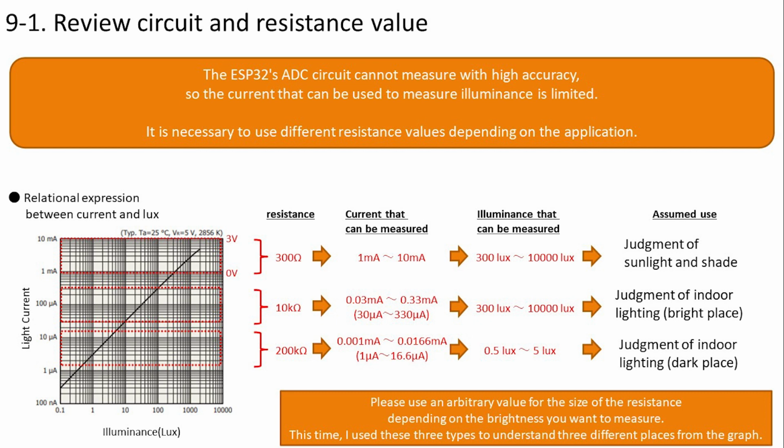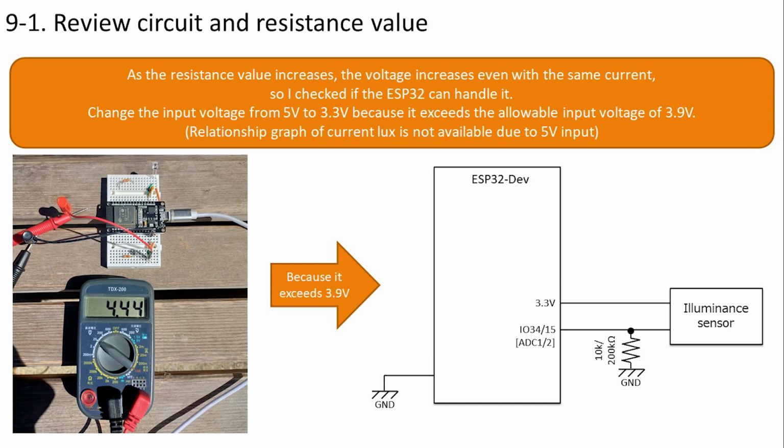Therefore, I decided to measure the 10k ohms and 200k ohms resistors as shown here. Move on. If the resistance is increased, the voltage will increase even if the current is the same, so I checked whether there would be any problems with the input voltage. If we increase the resistance of all sensors, the voltage will exceed 3.9 volts in sunlight, so we changed the input voltage from 5 volts to 3.3 volts. Due to this voltage change, the conversion formula used in the lux measurement was a graph at 5 volts, so it can no longer be used.